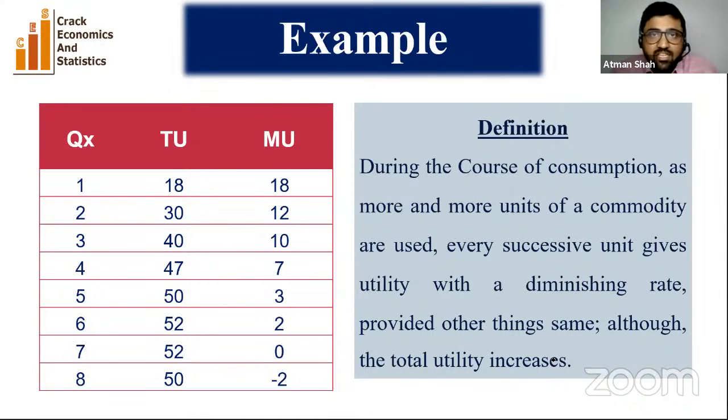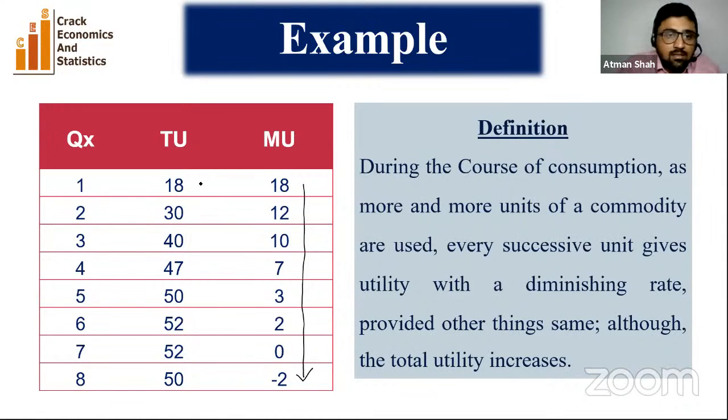Now, if you see this definition carefully, you can understand this table. During the course of consumption, as more and more units of a commodity are used, every successive unit gives utility with a diminishing rate. The marginal utility from each successive unit is declining. The marginal utility from the first unit is 18, second unit 12, 10, 7, 3, 2, 0 and minus 2.